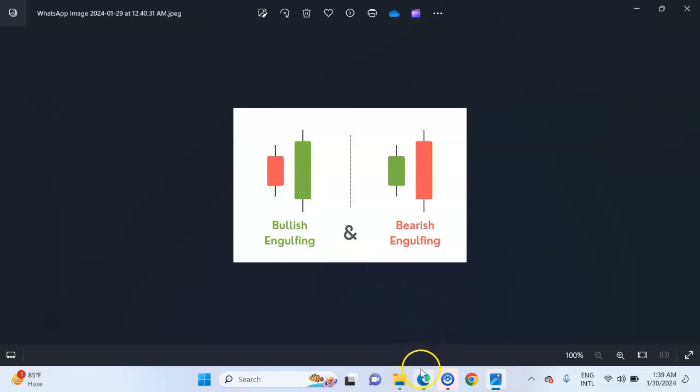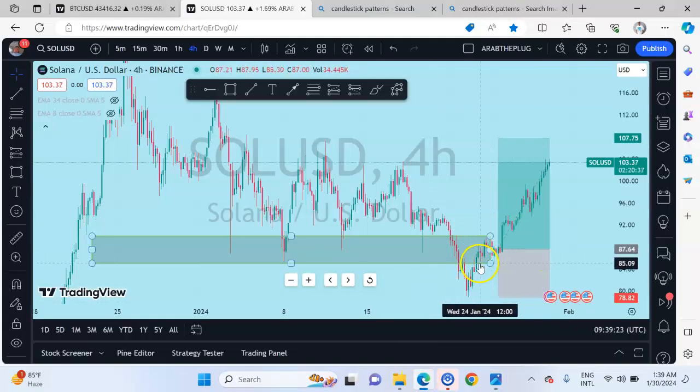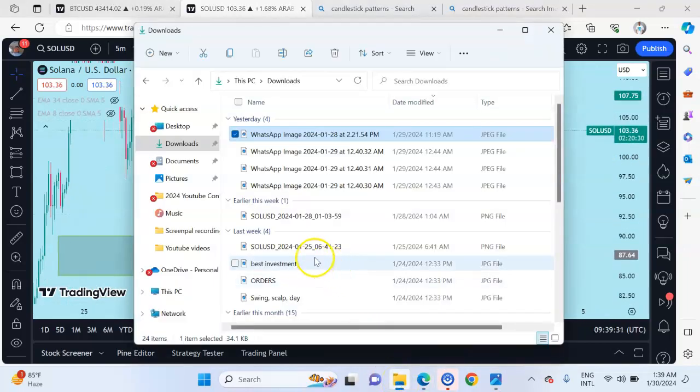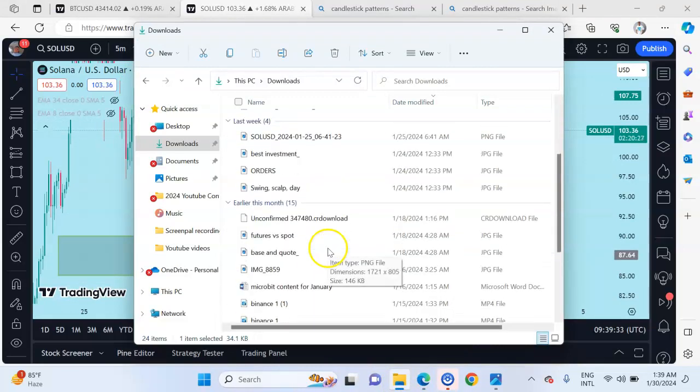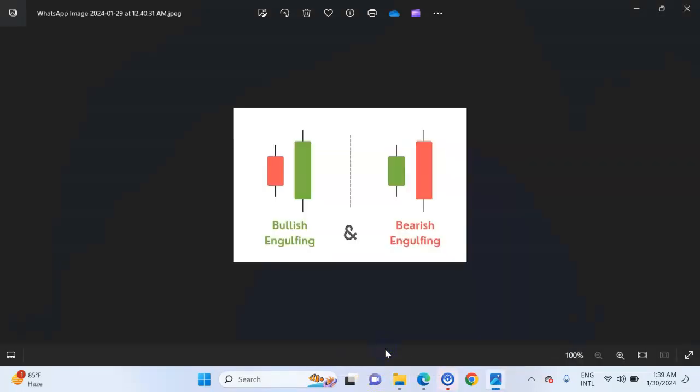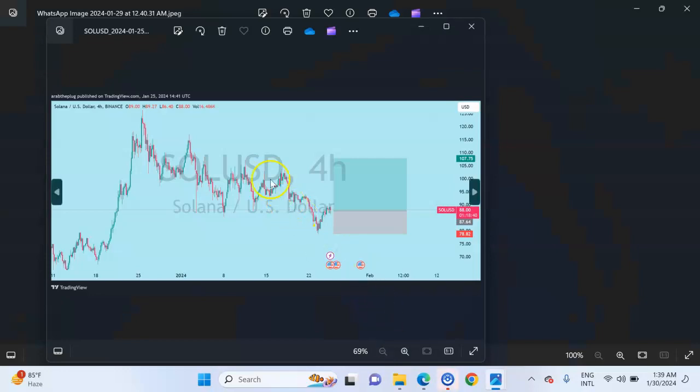So let's say, for example, you are at the support, you are trading at the support level, and this is an example of a trade I took, I think 4 days ago. Let me just show you so that you know this is a trade I actually took. I saved this trade exactly when I was about to take the trade. You can see this was 25th of January, and today, as the time of recording this video, is 30th of January. So that was just like 5 days ago I took this trade.